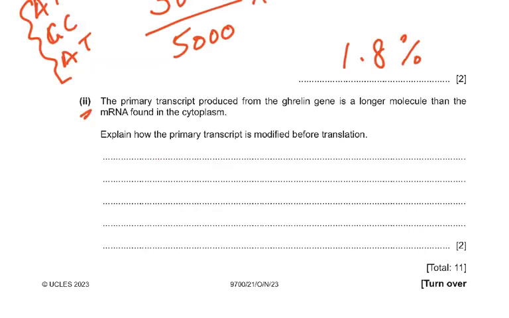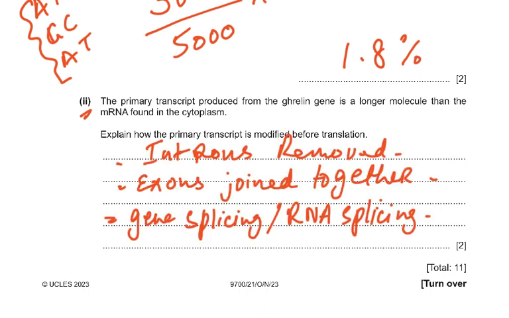Then part 2 of the question: the primary transcript produced from the ghrelin gene is a longer molecule than the mRNA found in the cytoplasm. Explain how the primary transcript is modified before translation. Basically, we all know that introns are removed, exons are joined together. This is called RNA splicing. So you have to say introns removed, exons joined together, RNA splicing.